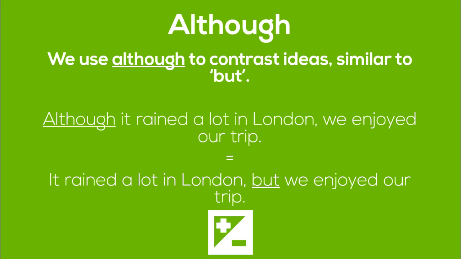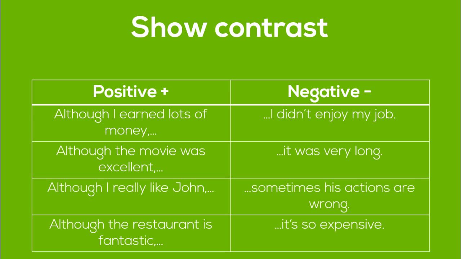So using although is just a different way to structure the sentence, but it makes yourself sound more fluent. It's different to but. So this is how we show the contrast using although. We have a positive and a negative usually.